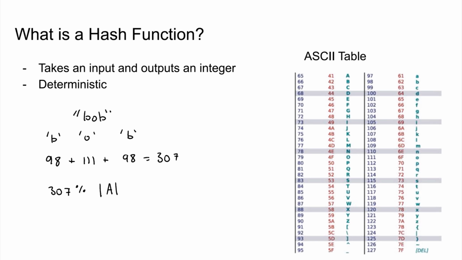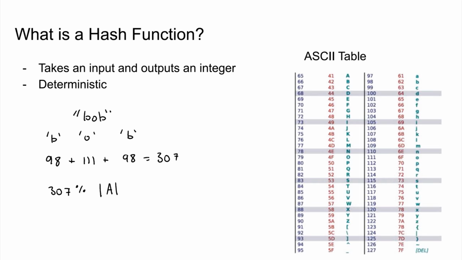So what is a hash function? A hash function takes an input and outputs an integer. We can use hash functions to map keys to a given integer index inside of an array. Hash functions are deterministic, meaning the same inputs will always produce the same exact output.